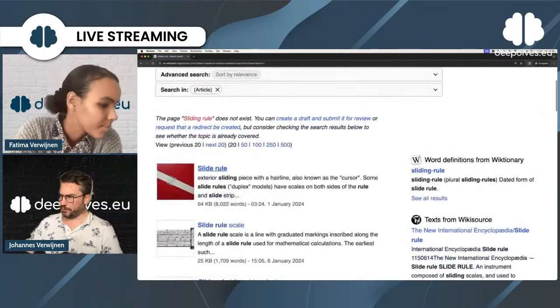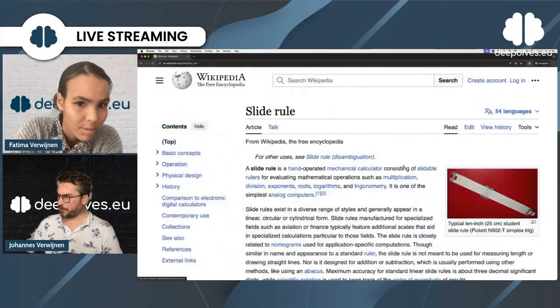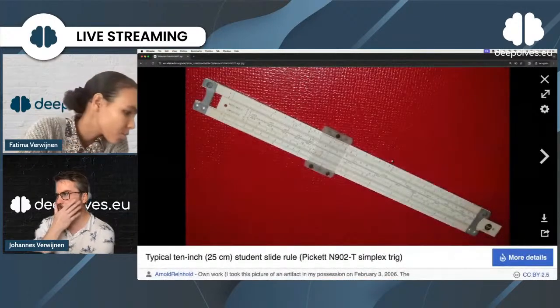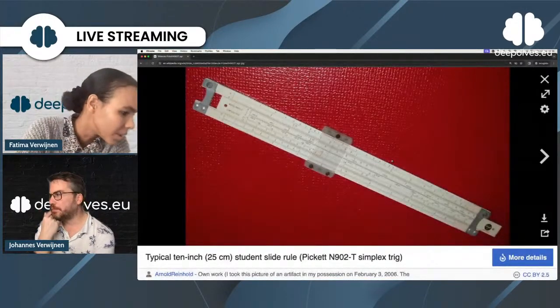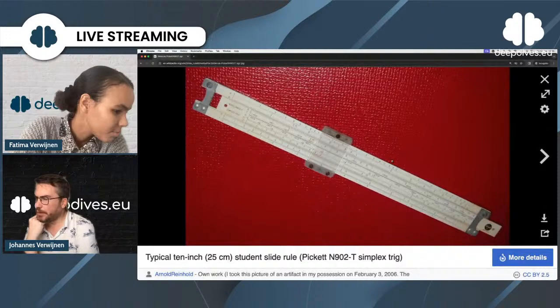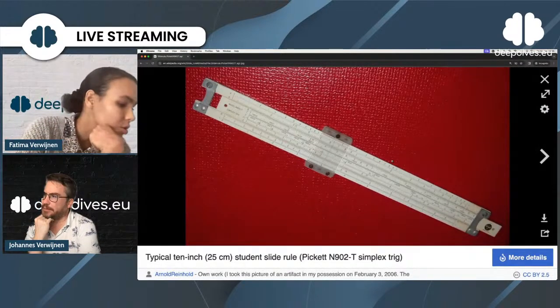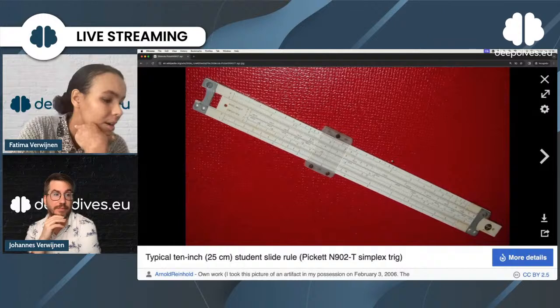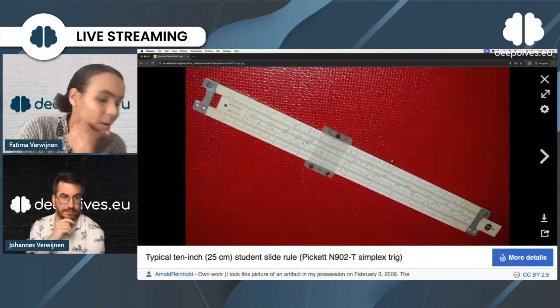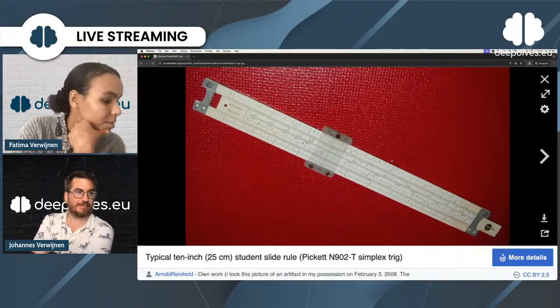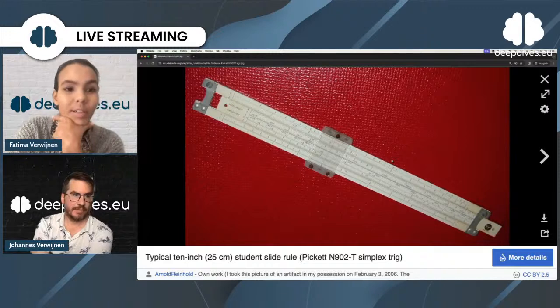This is a slide rule. So this is what a slide rule looks like. It was invented by William Oughtred. And a funny fact about this one: it was used up until the mid 1970s, when the first handheld microcomputers appeared.